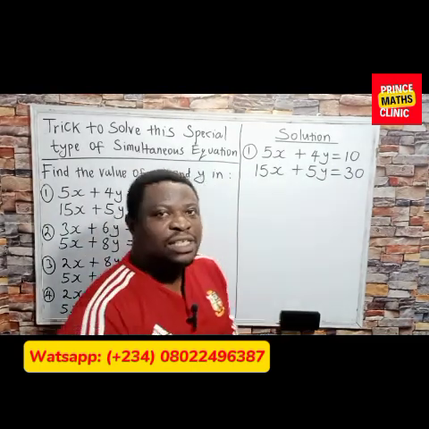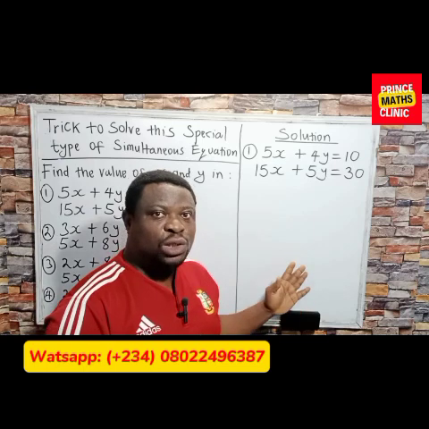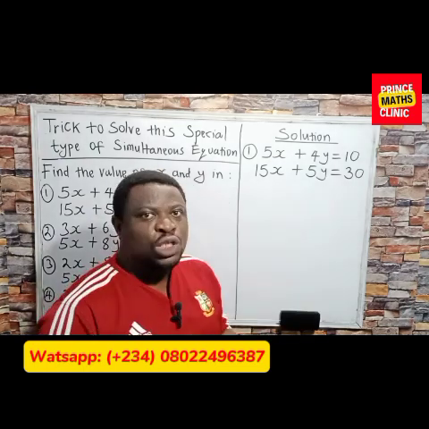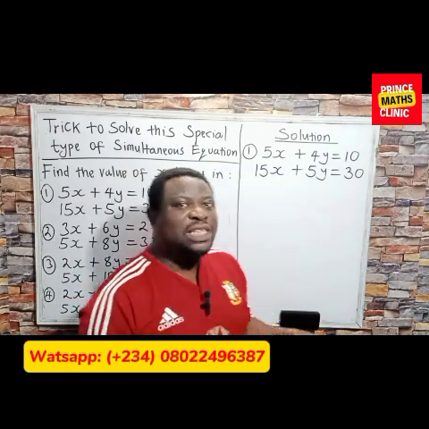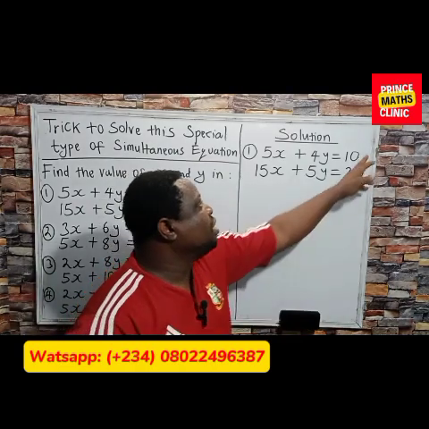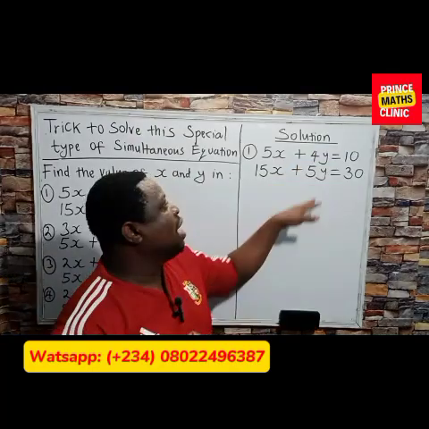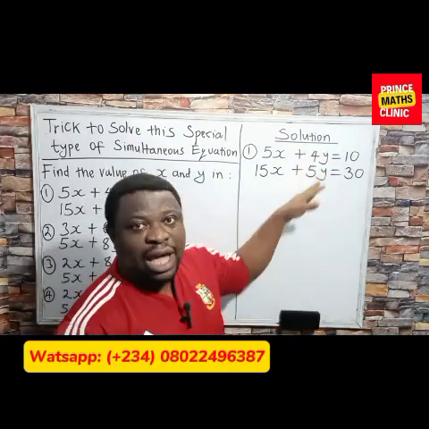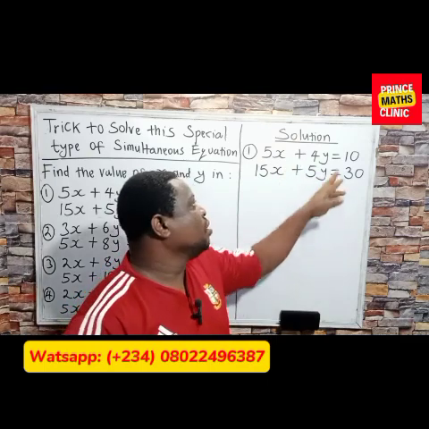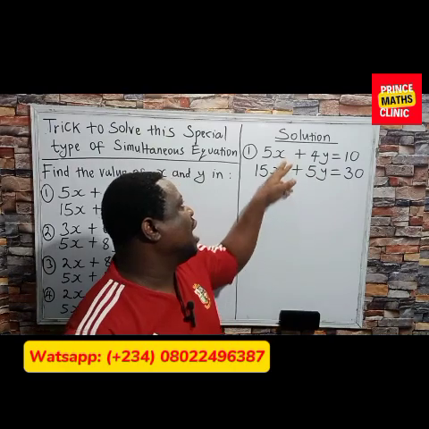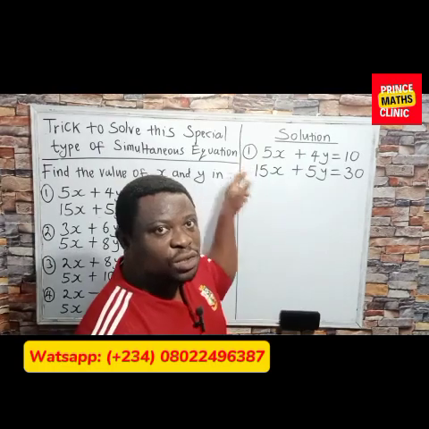Here is the deal. Once you are given a simultaneous equation like this, what you need to do is watch out for the relationship between the constant term. What do you mean by constant term? These terms without any alphabet are the constant terms. While these terms having x and y are the terms with variables. The y and x here are the variables, and these values beside them are called coefficients of the variable.